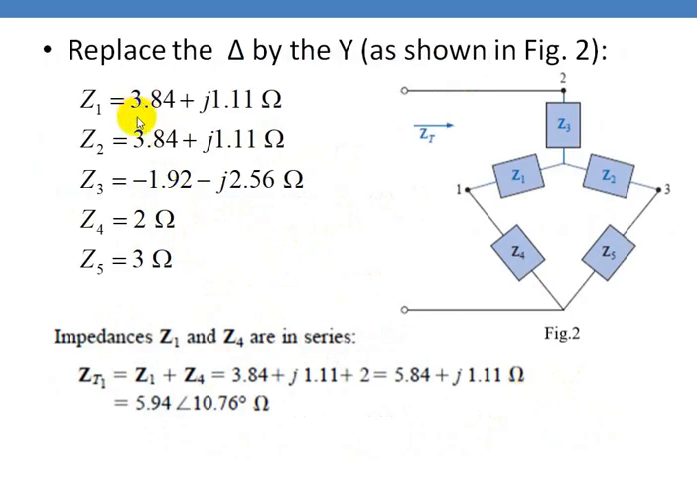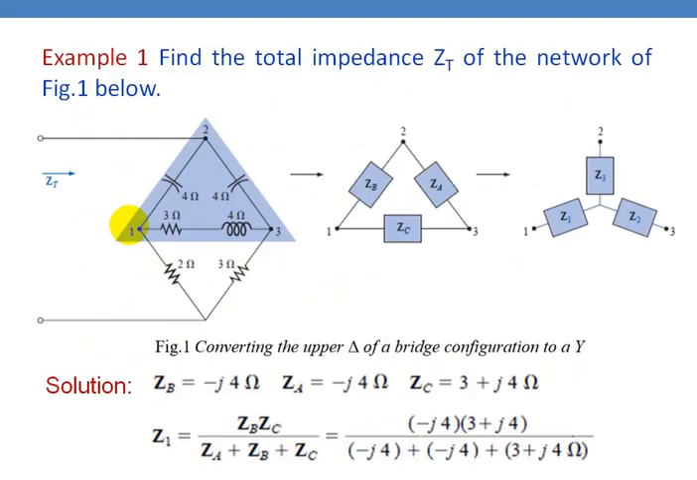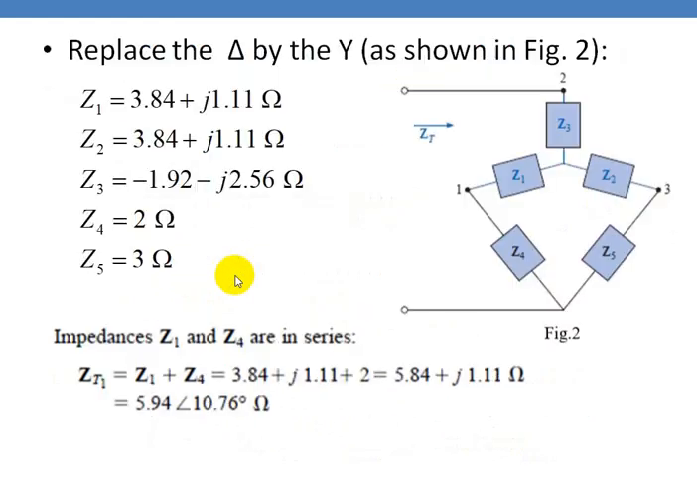Now the values are written here. We have found Z1, Z2, Z3, and Z4 is 2 ohms and Z5 is 3 ohms. If you see the original circuit, this is considered as Z4 and this is Z5. Now you redraw the circuit. The delta connected network is replaced by the star connected network, and they are connected to the proper terminals.